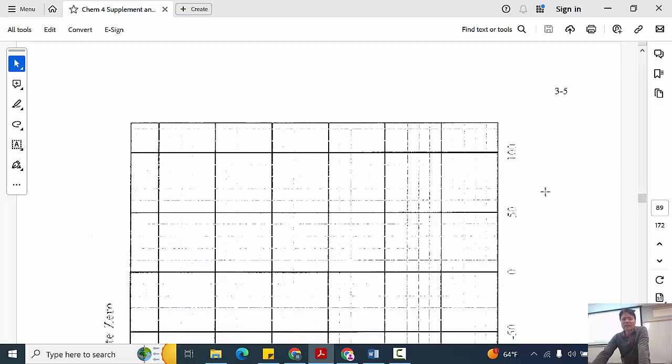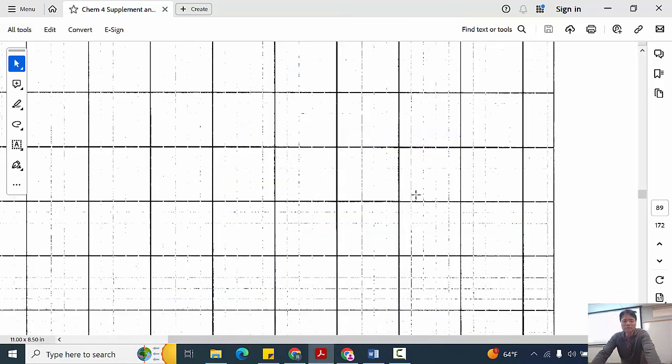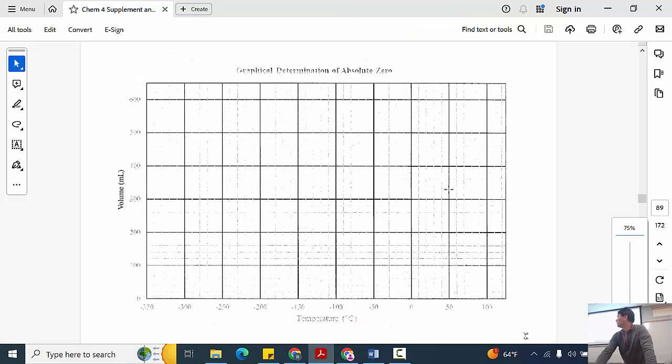The next thing we're going to do is a graph. So when we do a graph, there's going to be a title, graphical determination of absolute zero. On the y-axis, we have the volume in milliliters. So it goes from 0 to 600 plus. And on the x-axis, we have the temperature. The temperature here goes from minus 350. Is minus 350 even possible? This is an impossible temperature.